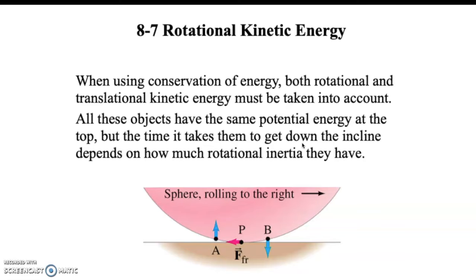Important. All these objects have the same potential energy at the top, but the time it takes them to get to the bottom of the incline depends on how much rotational inertia they have. So we have a sphere rolling to the right, and you can see the different forces with friction included. Those are all the things we have to take into account.